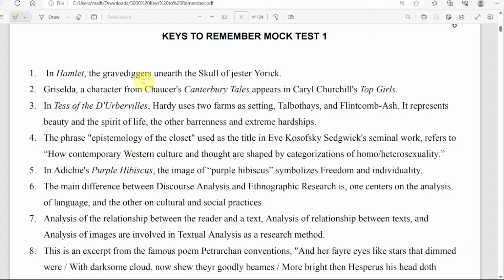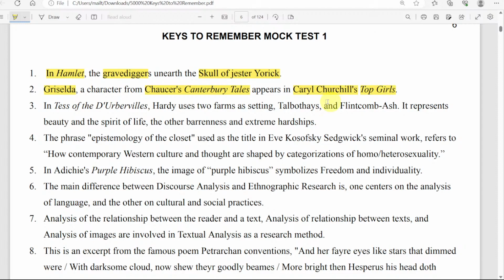So anyway, first, what happens? Tell me here. You don't have to tell, I'll just move forward quickly. So in Hamlet, what happens? The gravediggers unearth what? The skull of Jester Yorick. Griselda is a character from Chaucer's Canterbury Tales, which also appears where? In Caryl Churchill's Top Girls.